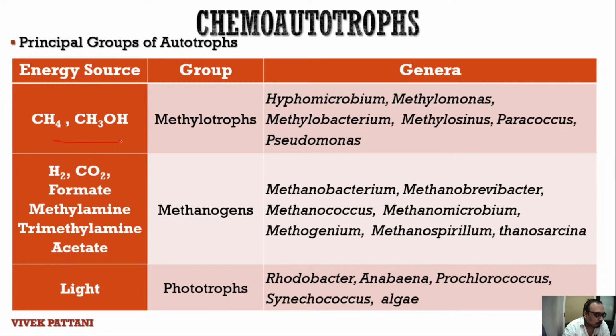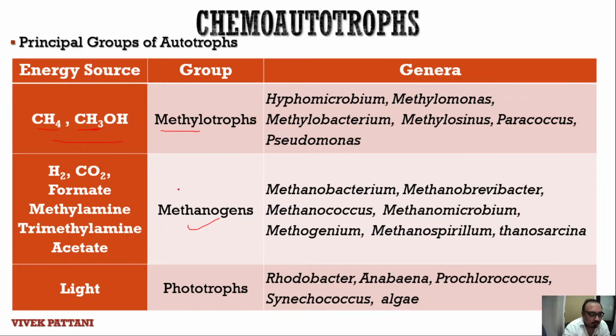This group uses methane or alcohol as an energy source. So that's the reason for the term methyl, because of the use of methyl. Now moving further with the methanogens, which are also a part of autotrophs, but we will not discuss them in the case of chemoautotrophs. It will be discussed specially in the next point. Methanogens can use hydrogen, even carbon dioxide, formate, methylamine, trimethylamine, or acetate as their energy source.